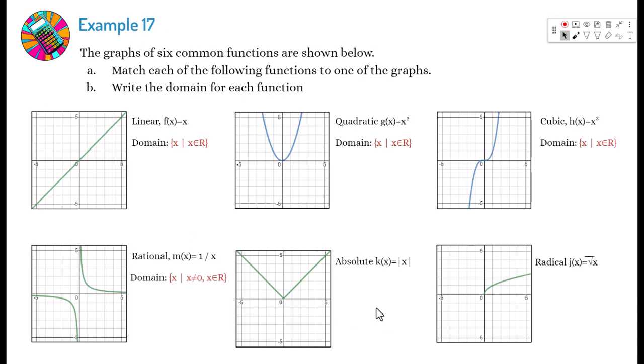For the next one, absolute value, no problems here. x is an element of the real numbers. And for this one, well, it can't exist over here to the left. So we must say that the domain is x such that x is greater than or equal to 0.